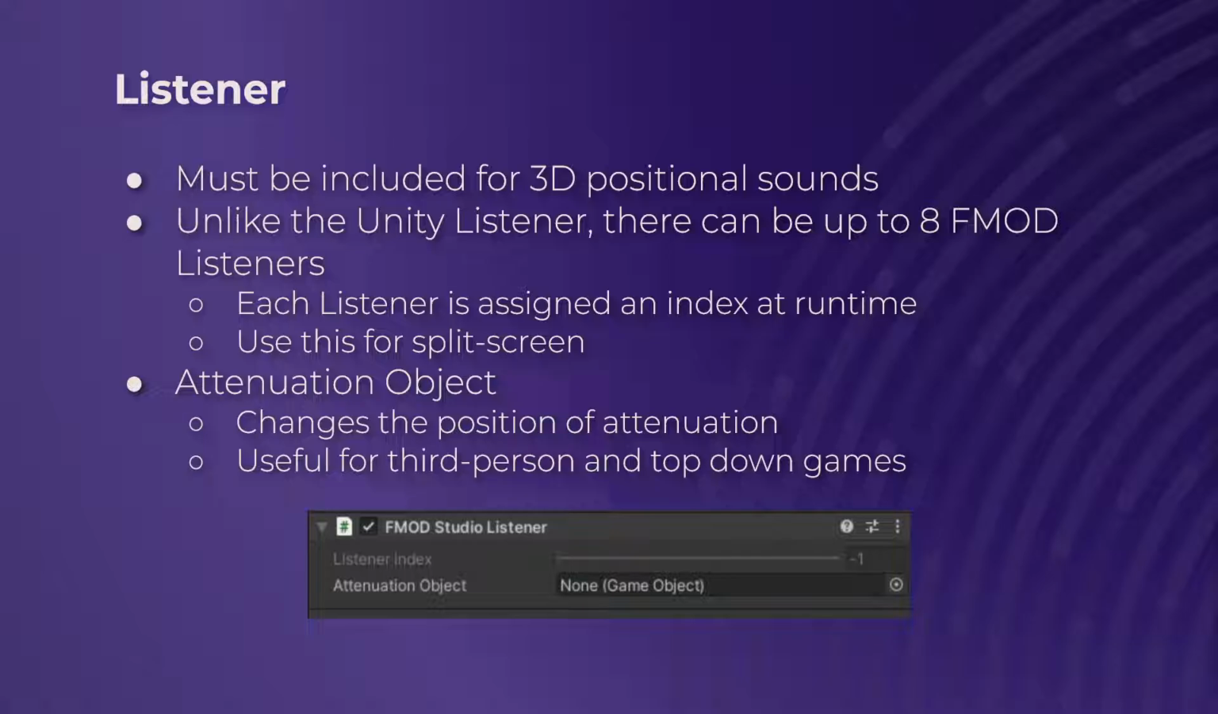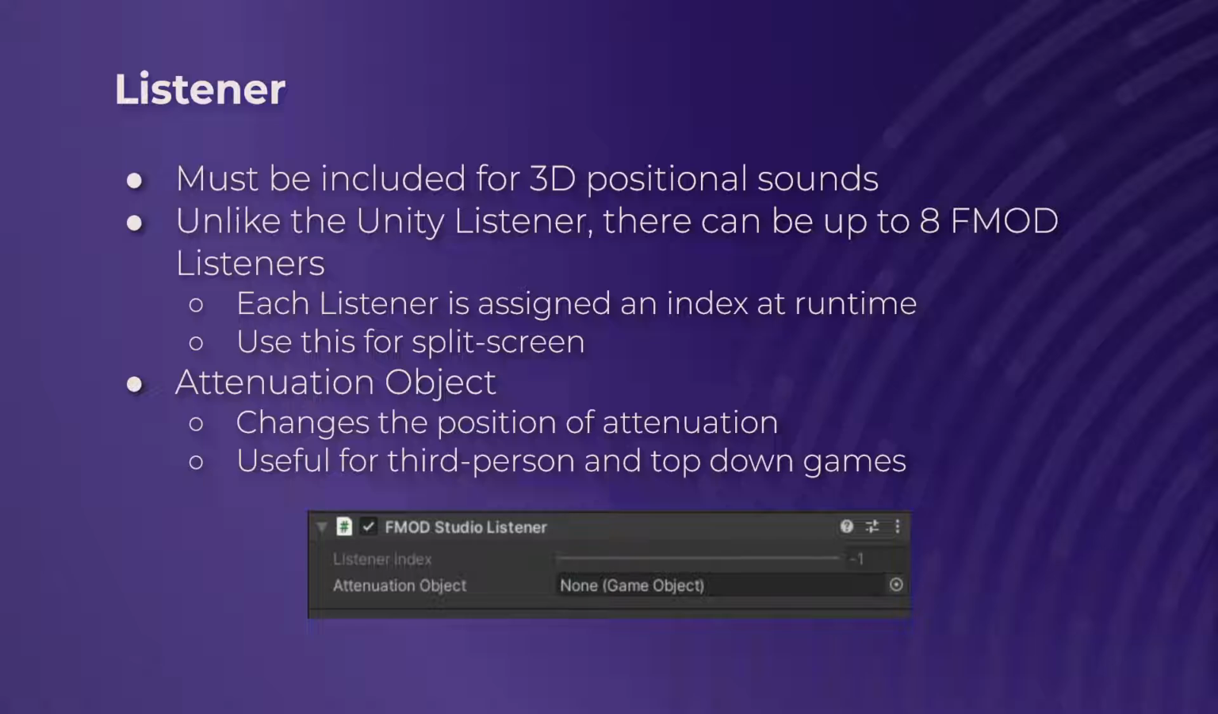Attenuation object. So this is basically just a game object that you can drop into the listener, and this will change the position of attenuation for the audio. So let's say you're doing a top-down game, and the camera's like 300 feet above everything. It's an RTS or something like that, but you want the audio to be down there. Like you want to hear all the units moving and stuff like that.